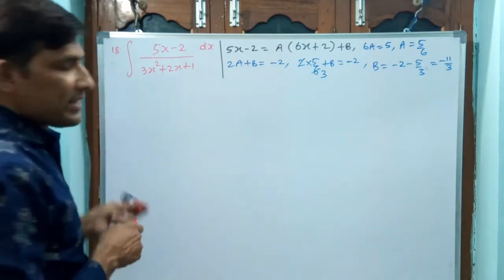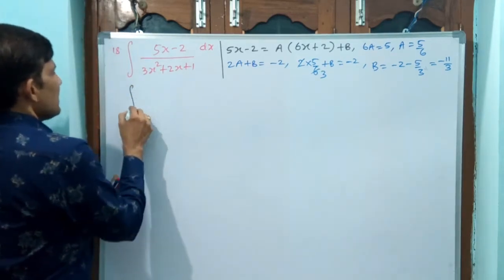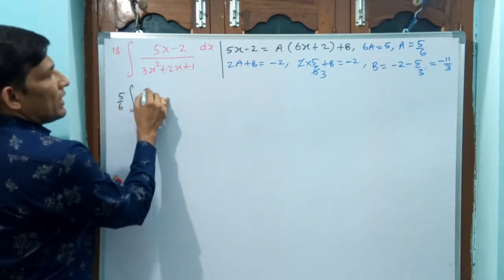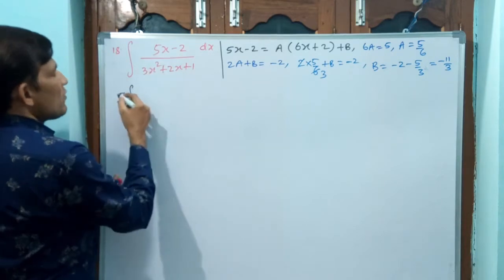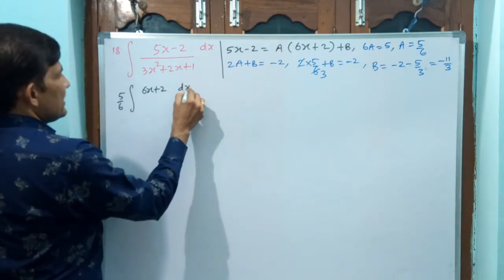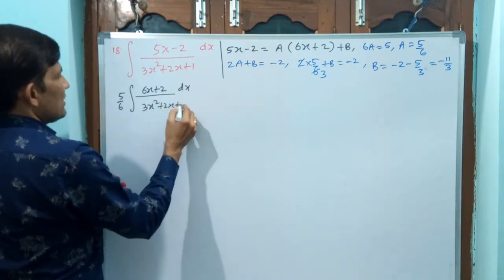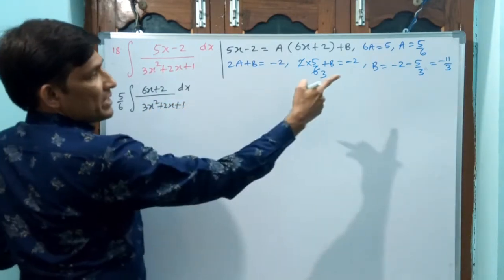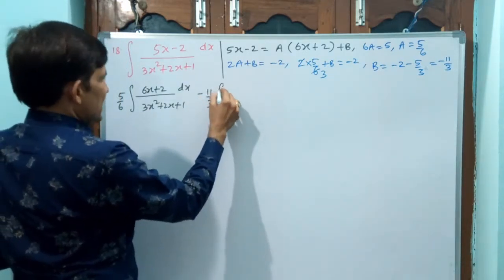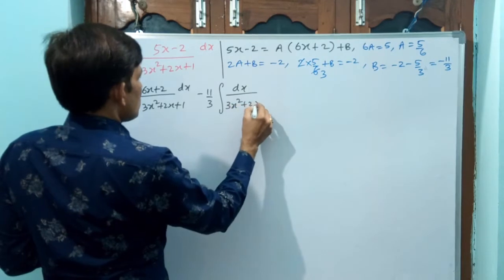See how we have to rewrite this integral. You see, a is how much? 5 by 6. This a we have already taken out, but 6x plus 2 you have to write. So, 5 by 6 integral (6x plus 2) dx divided by (3x square plus 2x plus 1). Again b is minus 11 by 3. Carefully you have to write it. Minus 11 by 3 integral dx by (3x square plus 2x plus 1).